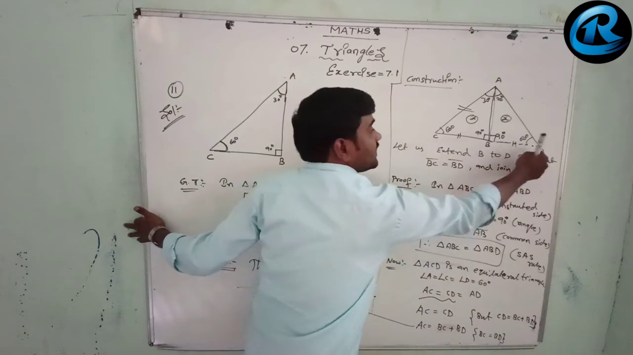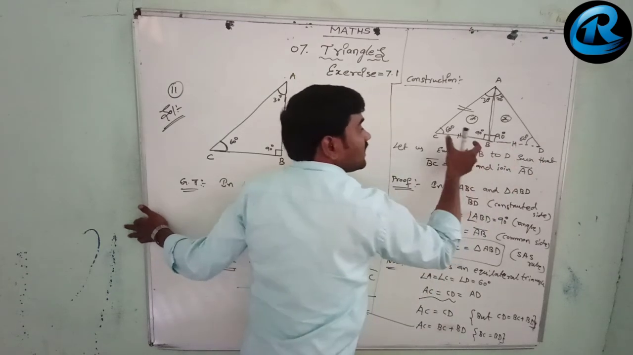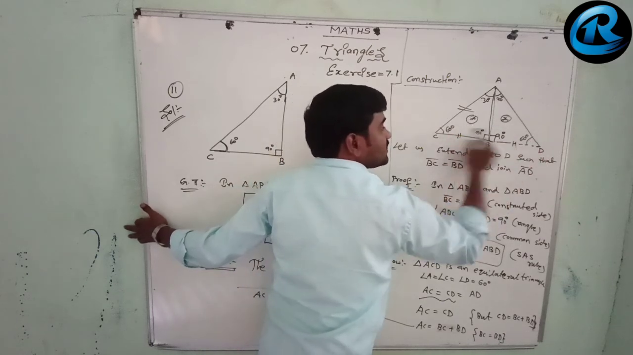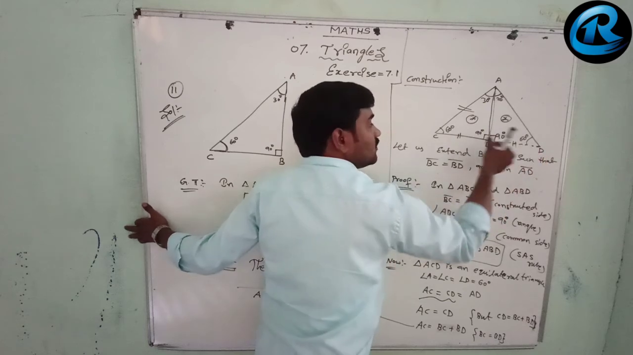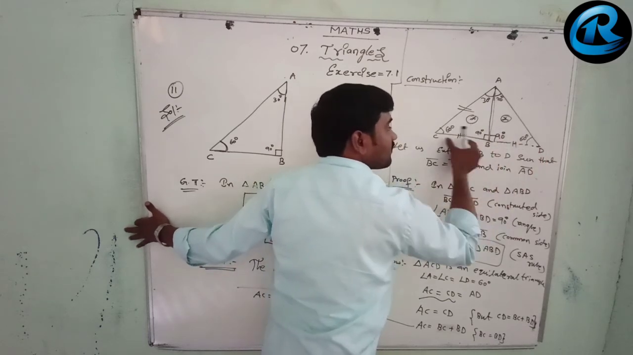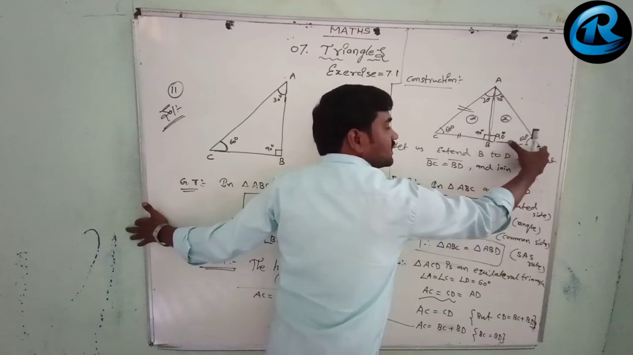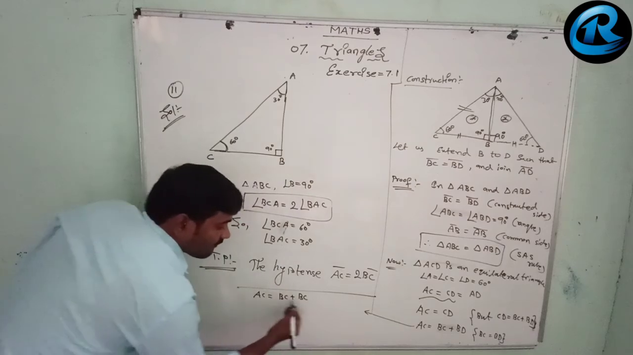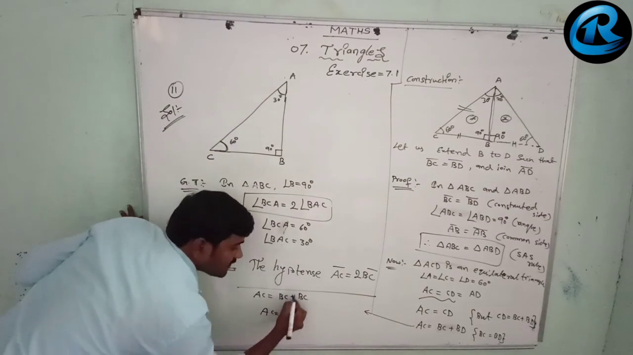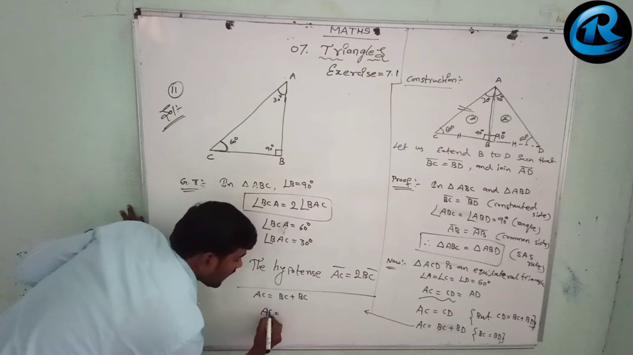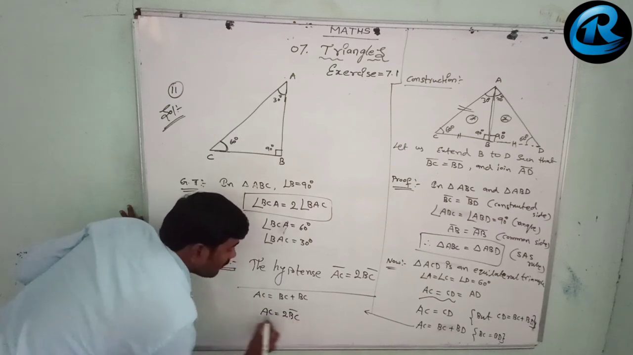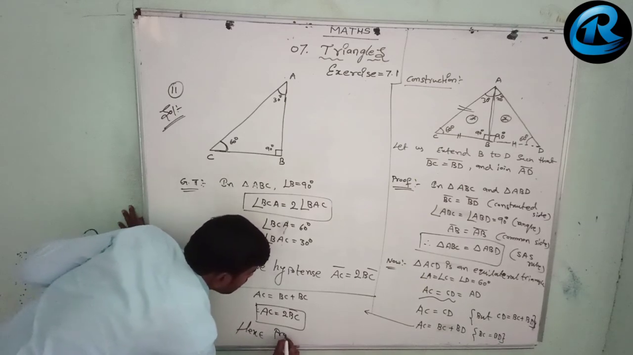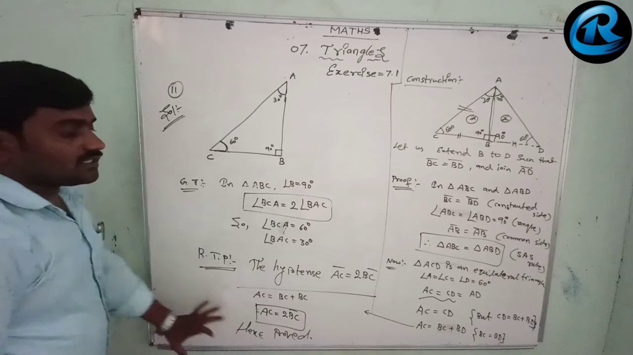CD is the sum of BC and BD, and BC and BD are equal. So instead of BD I have written BC. One BC plus one BC is equal to 2 BC. AC equals 2 BC, as required.